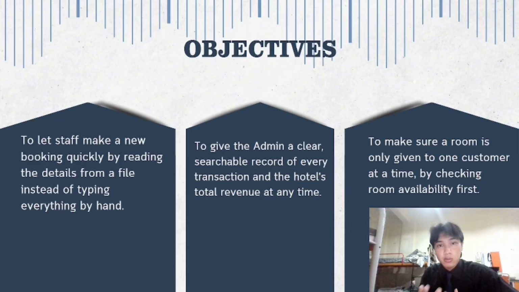And finally, for our objectives, we only have 3. First, we want to let staff make a new booking quickly by reading the details from a file instead of typing everything by hand, which wastes time. Next, we want to give the admin a clear searchable record of every transaction and the hotel's total revenue at any time. This helps the admin with his financial accounting problems. And finally, we want to make sure a room is only given to one customer at a time by checking room availability first to make sure there is no double booking or triple booking.